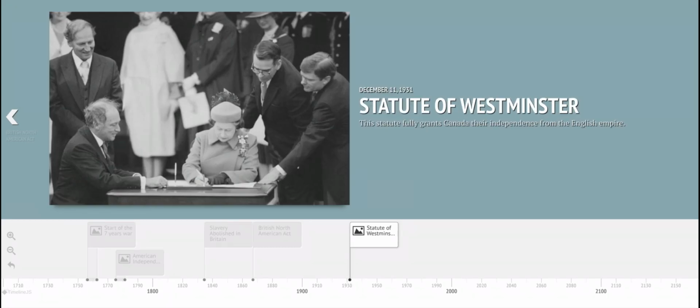And then our last date on this timeline of Canada's history is December 11th, 1931. This was the signing of the Statute of Westminster. And this treaty, the statute, fully granted Canada their independence from the English Empire. So they are an independent country. They are no longer a part of that British Empire. They're no longer a part of Britain. However, they still do have the Queen of England. So Queen Elizabeth II is still the Queen of Canada. So they're still linked more closely to England than the United States is, even though they both started out as colonies of England. So that's going to be it for our timeline.